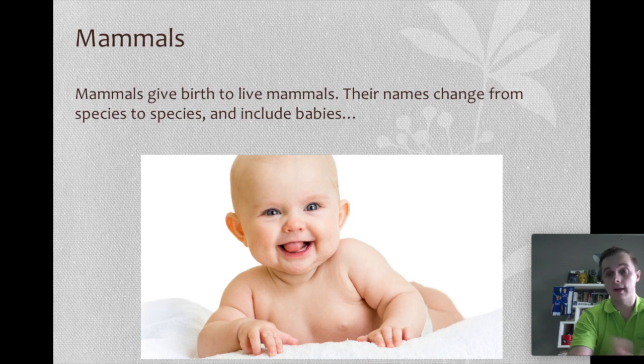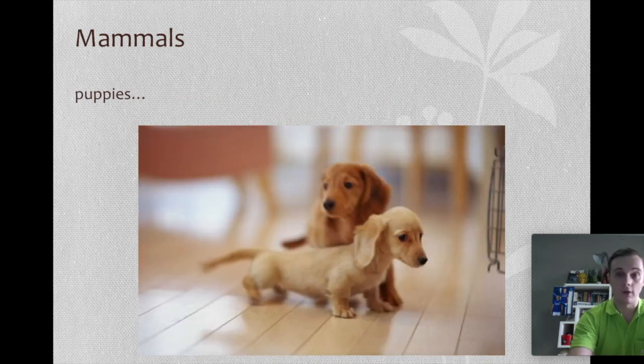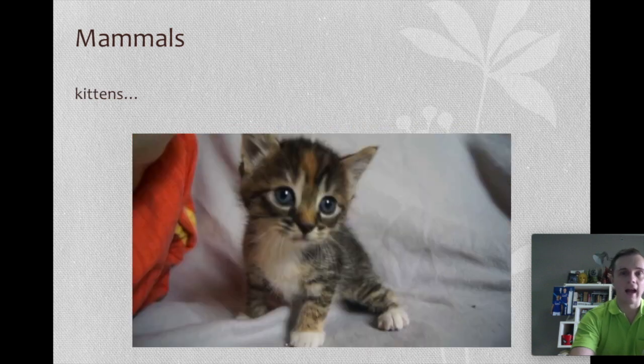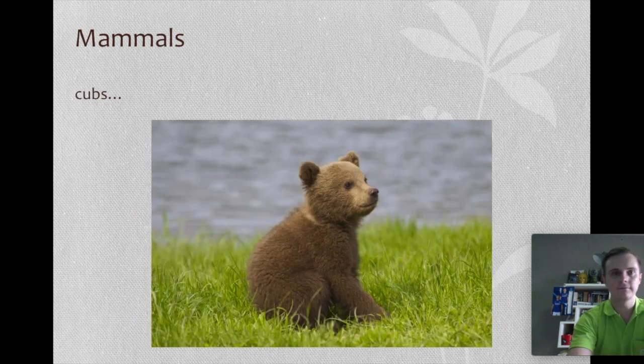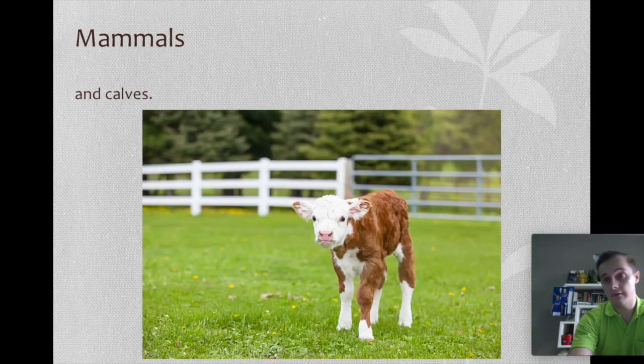So humans have babies, dogs have puppies, look at the puppy, cats have kittens, bears have cubs, and cows have calves. There are other names for other species, but those are some that you should know.